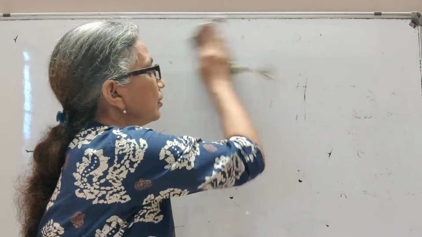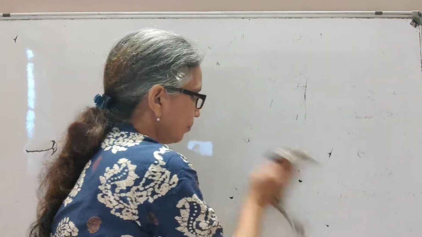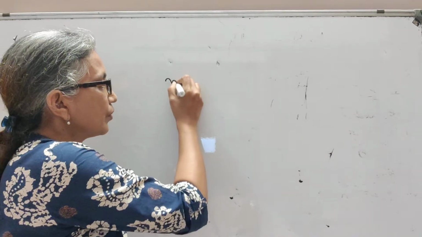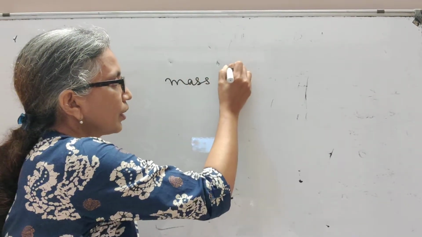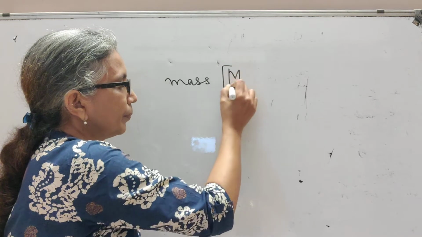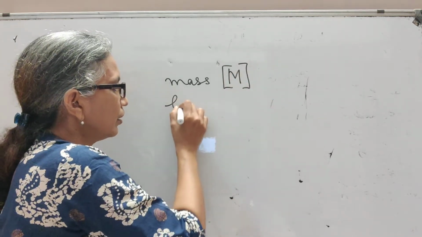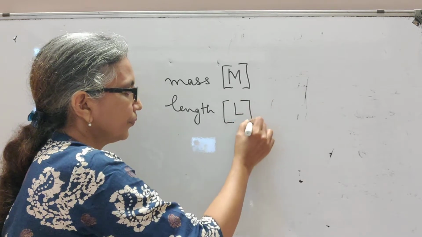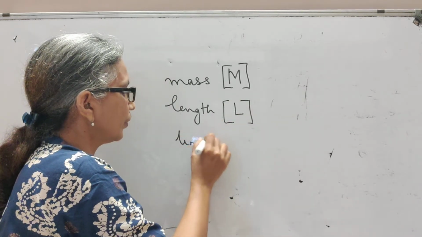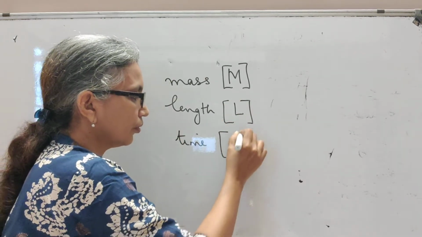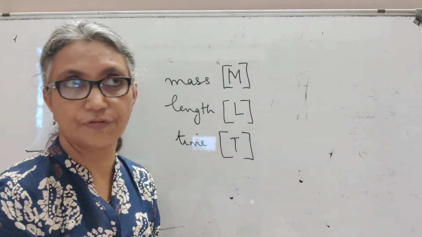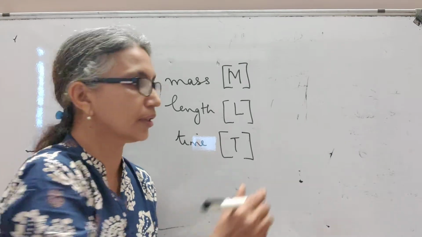Now let us consider the base quantities: mass, length and time. Suppose I represent mass with a capital M, length with a capital L, and time with a capital T. Okay. Now suppose we want to represent the derived physical quantity velocity.